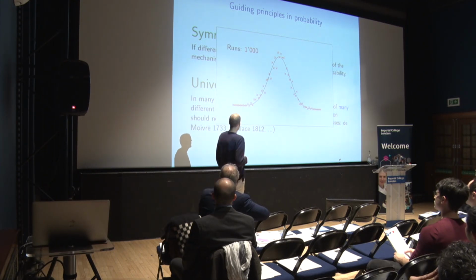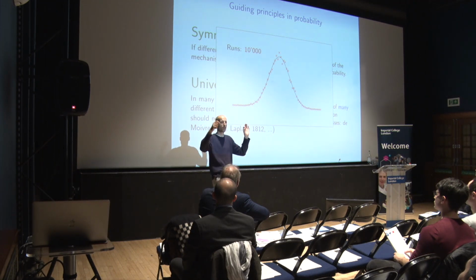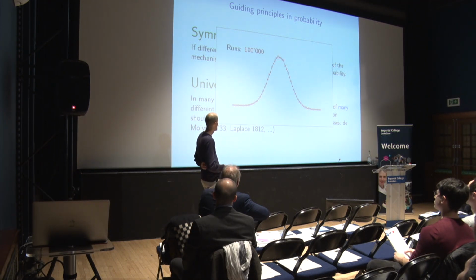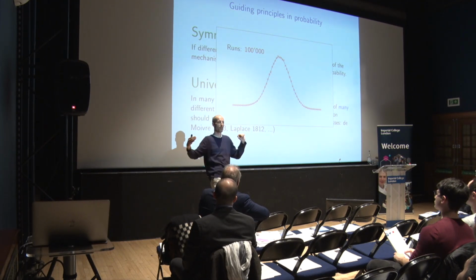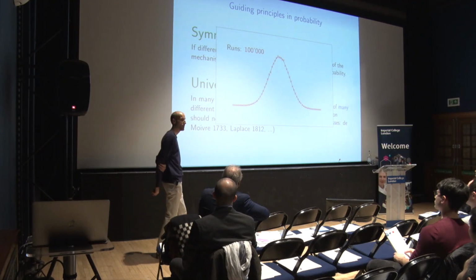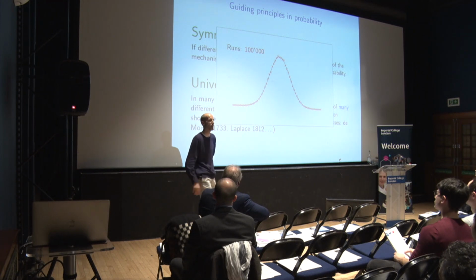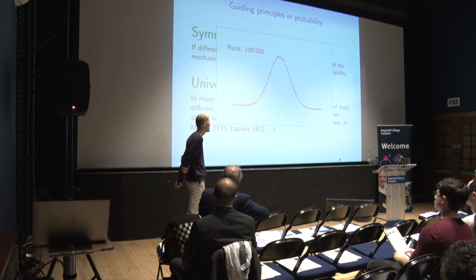And now if instead of doing 1,000 runs, you do 10,000 runs, well, these red crosses sort of align more and more in a kind of smooth curve. If you do 100,000 runs, you get something like this. So you have this nice smooth curve appearing, and that's this Gaussian distribution, which appears very often in probability theory. And that's somehow the most basic example of universality.